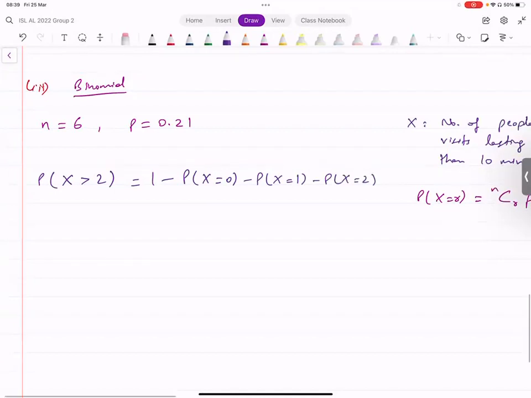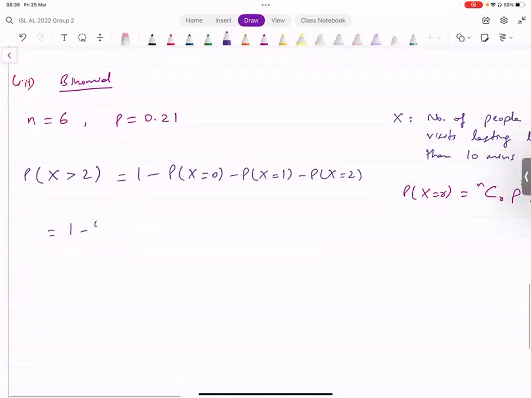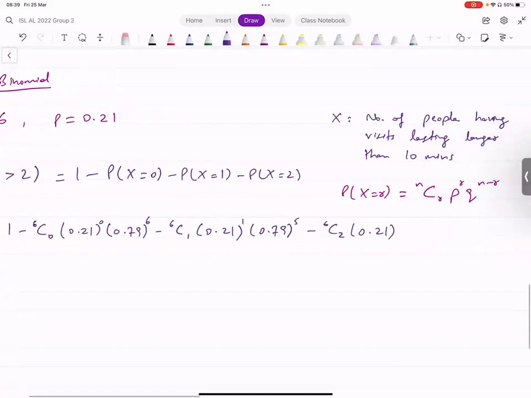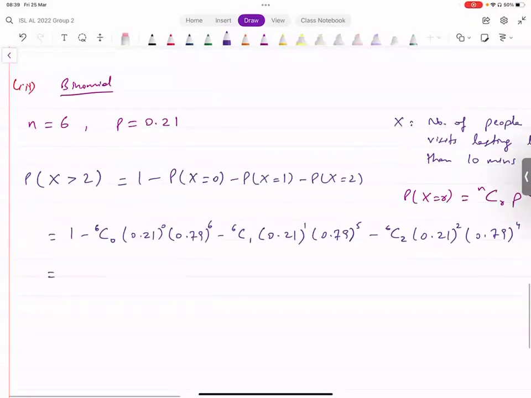अब इस formula के अंदर values input करनी है. 1 minus 6C0 into 0.21 raised to power 0 into 0.79 raised to power 6, minus 6C1 into 0.21 raised to power 1, 0.79 raised to power 5, minus 6C2 into 0.21 raised to power 2 into 0.79 raised to power 4. You have to evaluate कर लें, देखें क्या आता है.